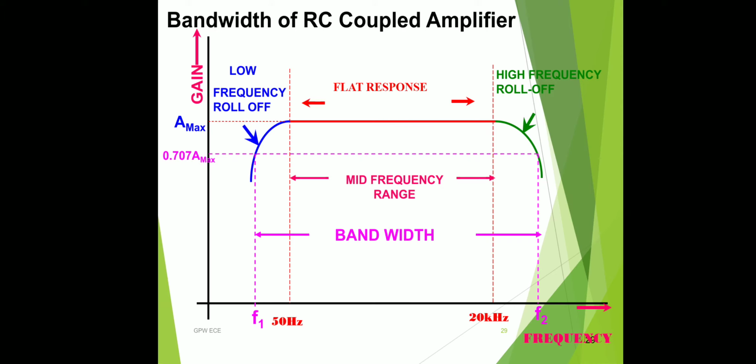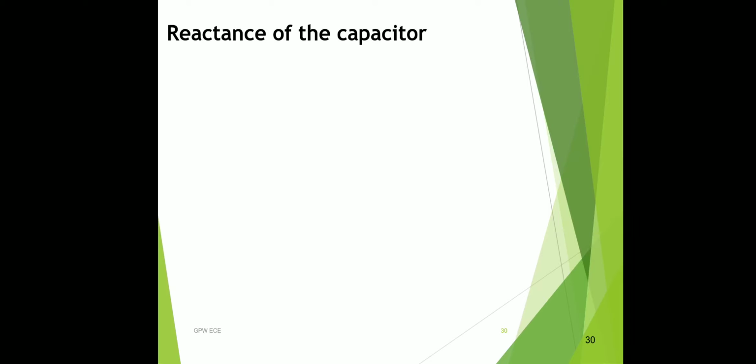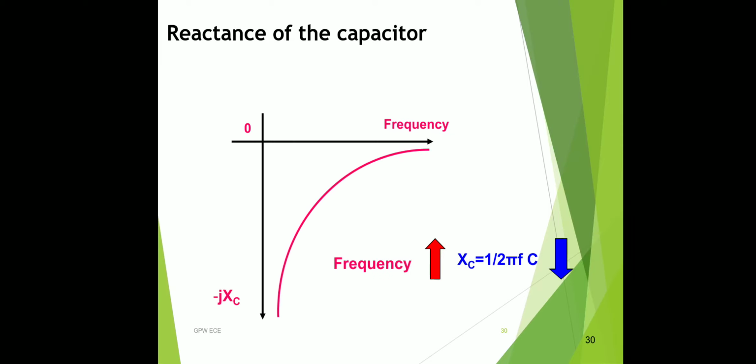This is the frequency response of the RC coupled amplifier. It is divided into three sections: low frequency range, mid frequency range, and high frequency range. Now we will see the frequency response of the RC coupled amplifier. Before that, first we will discuss the reactance of the capacitor.